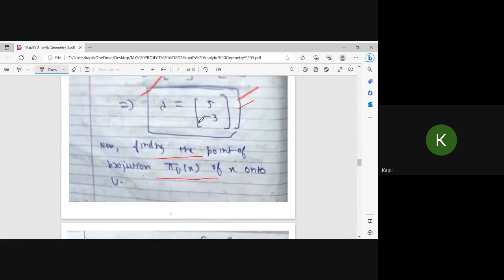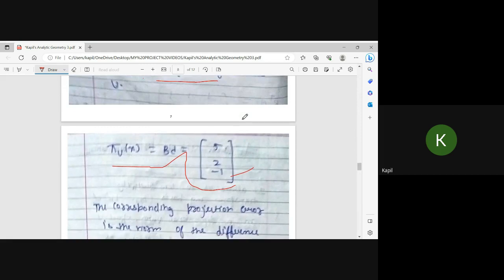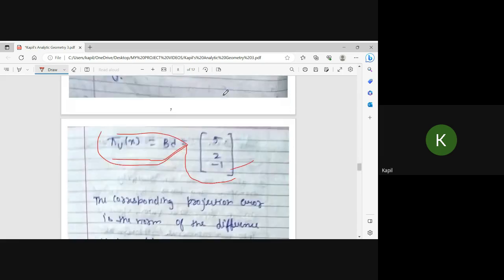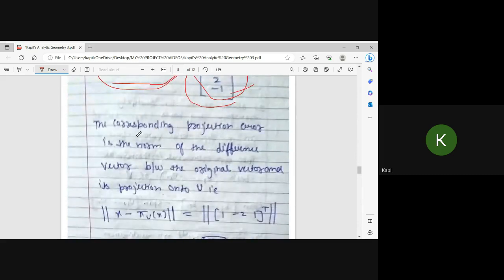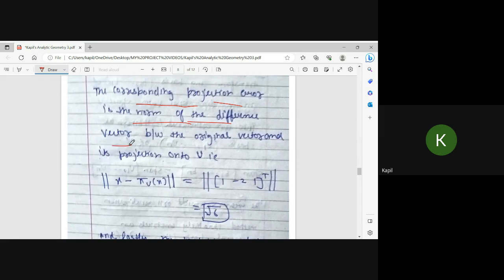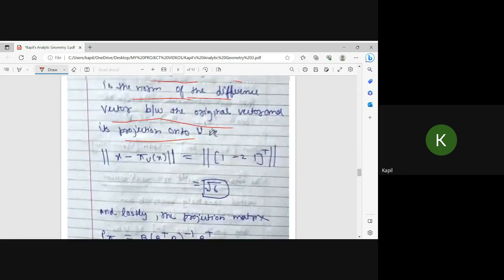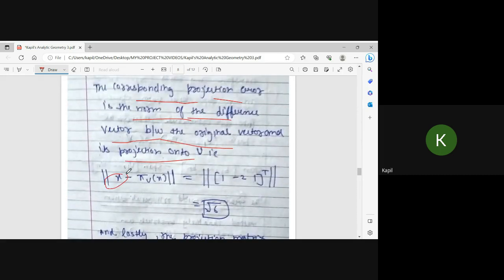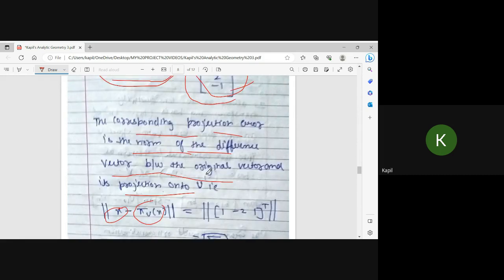One thing we have discussed about the lambda also. Here we have found the lambda. Now we know that the pi U of x is B lambda, and we have the B vector, and in the previous one we have found the lambda. After the product of these two matrices we will get the projection point. After the projection point, the corresponding projection error. One more thing included in the book is that the projection error is the norm of the difference between the original vector and the projection vector onto the subspace U. We will take the norm of these two and we will get the projection error from this.